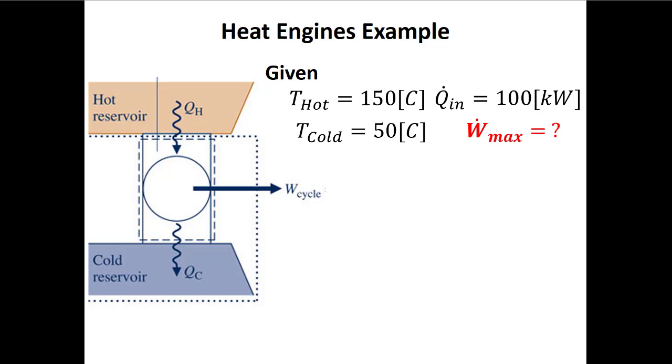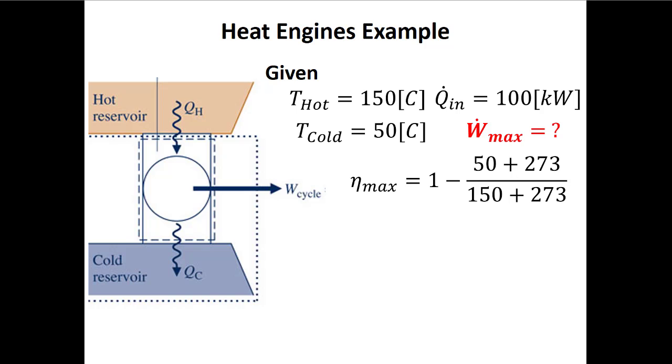So here's an example of a heat engine where we have a hot temperature of 150 degrees Celsius, a cold temperature of 50 degrees Celsius, and I'm adding heat at a rate of 100 kilowatts. The problem asks me, what's the maximum amount of power that this heat engine could generate?